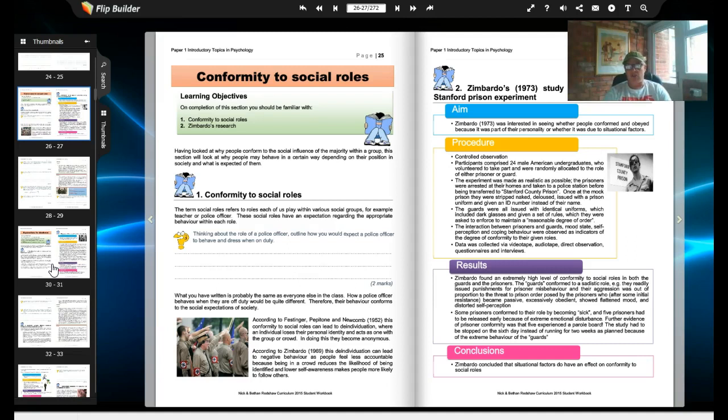The term social roles refers to roles each of us play within various social groups. For example, teacher or police officer, student. These social roles have an expectation regarding the appropriate behaviour within each role.